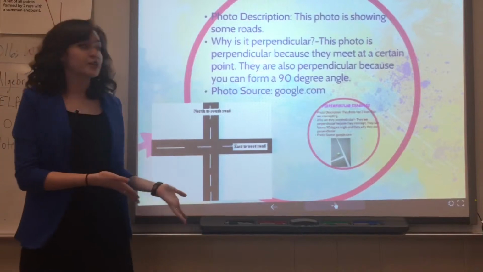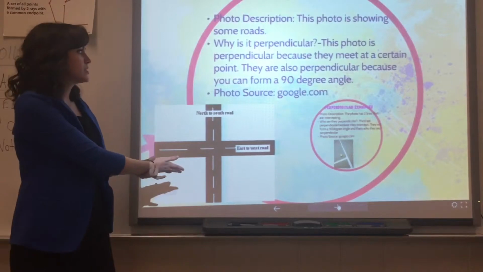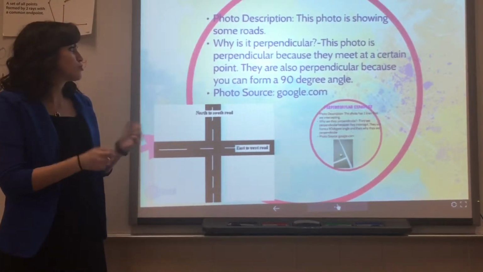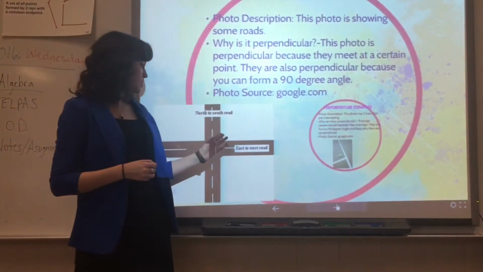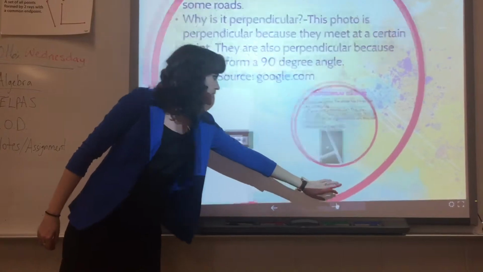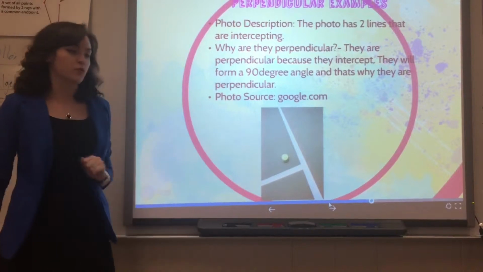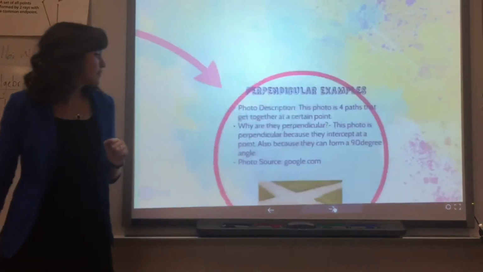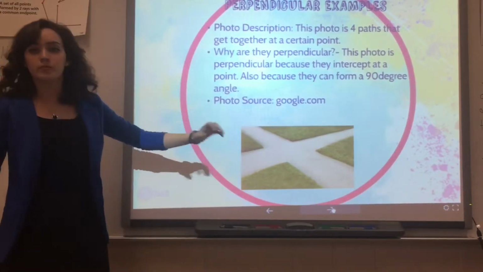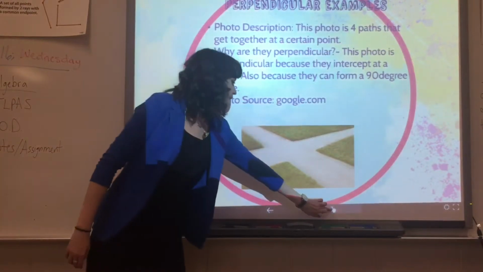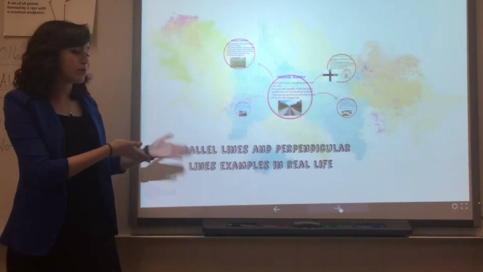Now examples of perpendicular, we have them intersecting. This is an example of roads that you would see, some streets that you guys drive on. They meet at a certain point, 90-degree angles here. So another example of perpendicular lines here is the tennis court. You guys might play. Here some more is four paths. They meet at a certain point, perpendicular, 90-degree angles. So these are just some real life examples of parallel lines and perpendicular lines.